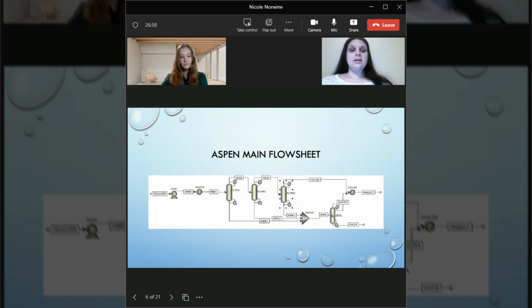We created this flow sheet, like Nicole said. This is our second run, which included a pump, a heater, three membrane filters, and then a mixer for the brine streams, a distillation column, and then finally a cooler to cool the product stream coming out.